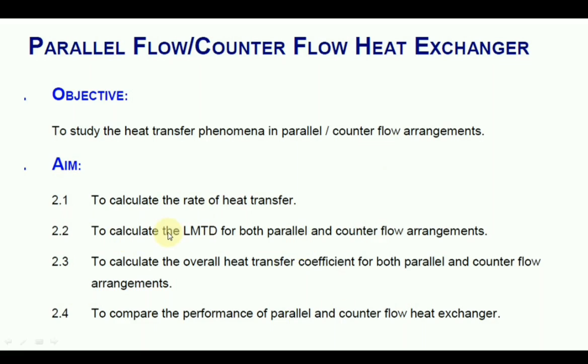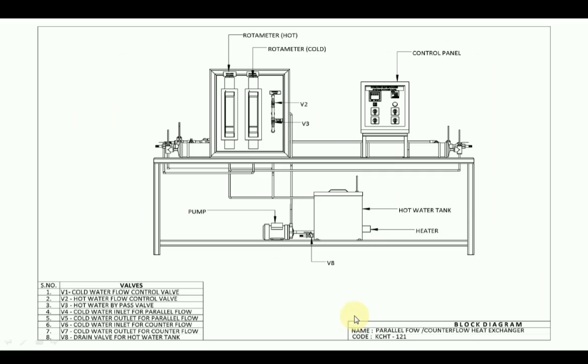So LMTD is nothing but what? It is the log mean temperature difference. And the third aim is to find the value of overall heat transfer coefficient. So we need to find both Ui and Uo, which is the inside overall heat transfer coefficient, and the overall heat transfer coefficient with respect to the outside area. We need to find both for the parallel and counter current flow. And the last one is we need to compare the performance of parallel and counter current flow heat exchanger.